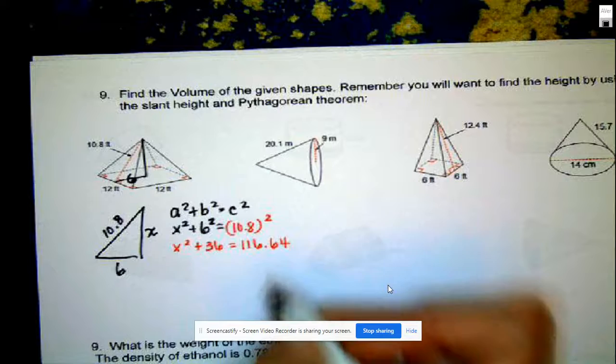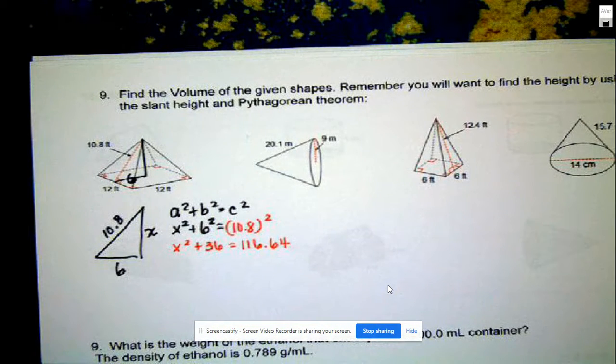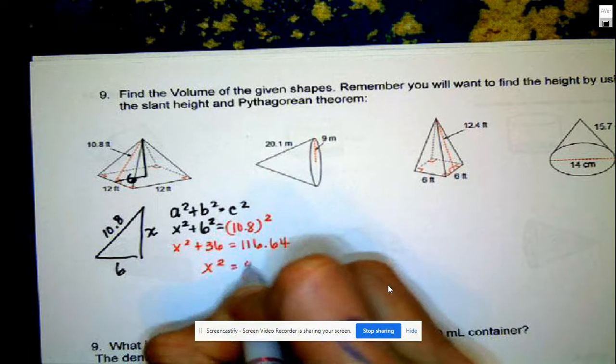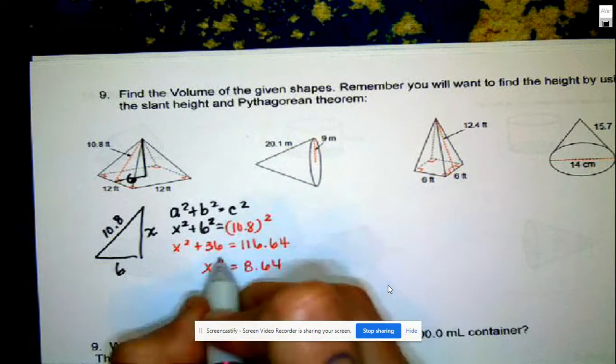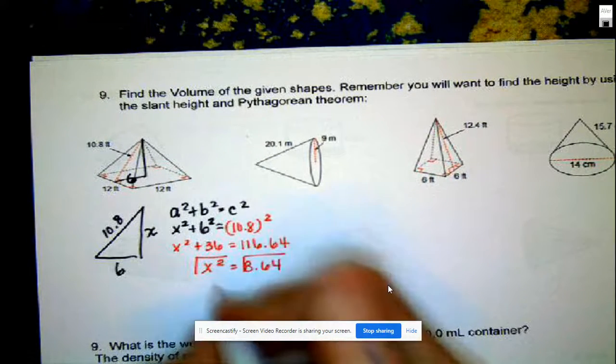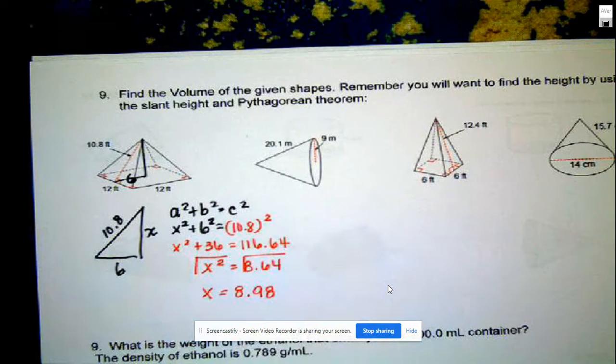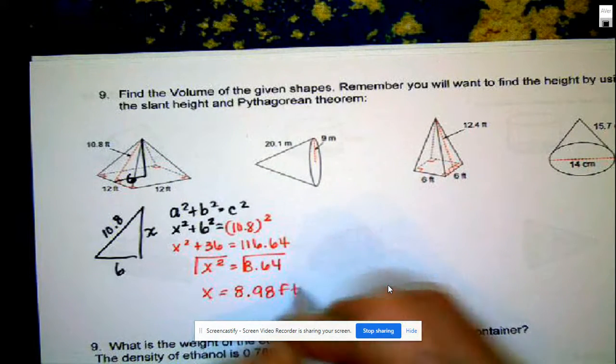So we're looking for that other leg. We're going to subtract 36 from both sides. So that's going to be x squared equals 80.64. We need the x by itself, so we're going to take the square root. So the square root of 80.64, and we have x equals 8.98. It's going to be the nicest place where you can round it. So that's going to be 8.98 feet, which is my height.